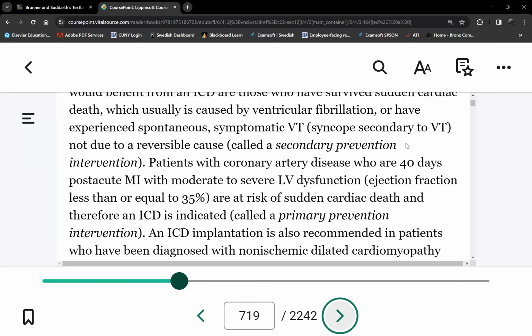It has to be after 40 days because you can't put in an ICD less than 40 days, because is the scarring already finished? No. So you have to wait until the healing is complete. So this is about 40 days after the heart attack before you can put in an ICD.